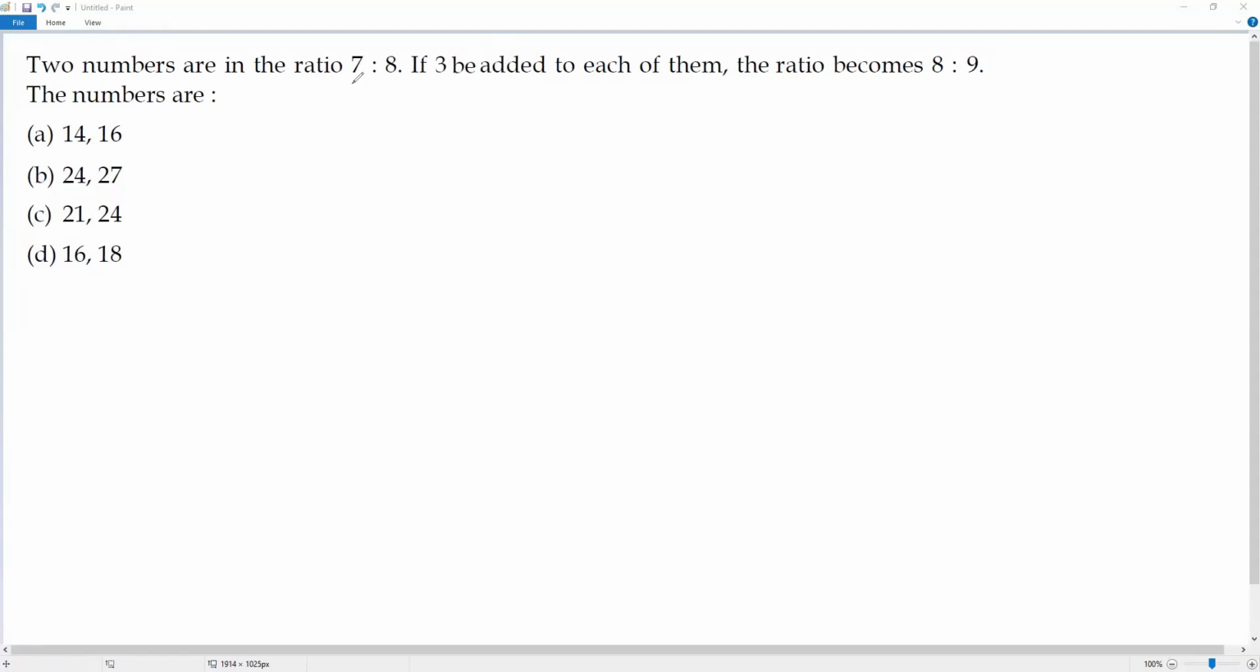Two numbers are in the ratio 7 to 8. If 3 be added to each of them, the ratio becomes 8 to 9. The numbers are. Using the given information, we have to find the two numbers. Now let's consider the ratio over here.